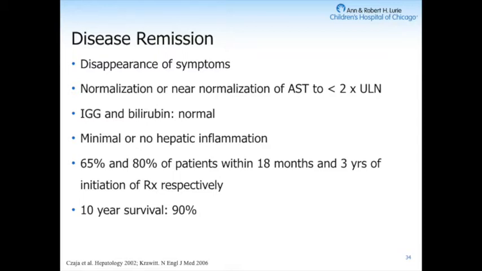And I think in pediatrics, we're going with the normal being, in males less than 30 and females maybe less than, I think, 25 or 26. You want the IgG and bilirubin to be normal. No inflammation on a biopsy. And you can get that outcome in 65 to 80% of patients by the time of 3 years, and you have a 10-year survival of 90%.